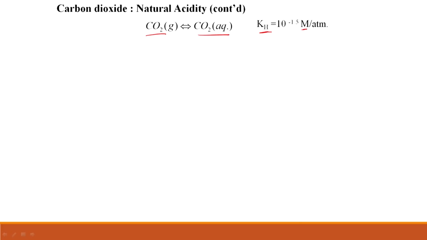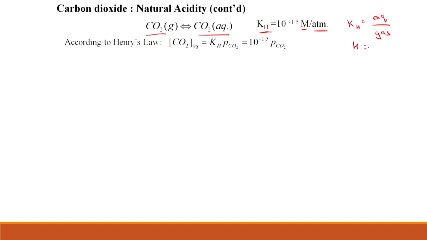Again the units are molar per atmosphere. So, it is the one in the aqueous phase by the one in the gaseous phase, right. So, KH, H would be the other way around, right. Just look at the units and you can get that done, and we move on. According to Henry's law, this is something that we already have, right. Carbon dioxide in the aqueous phase by partial pressure of CO2 would be equal to KH. Thus, carbon dioxide in the aqueous phase is equal to so on and so forth.